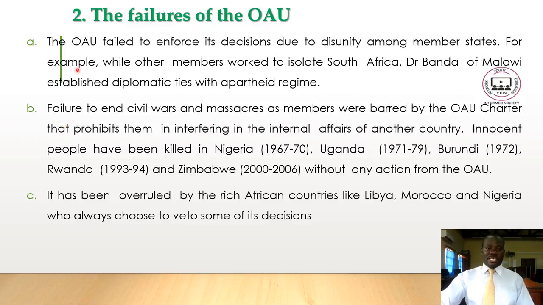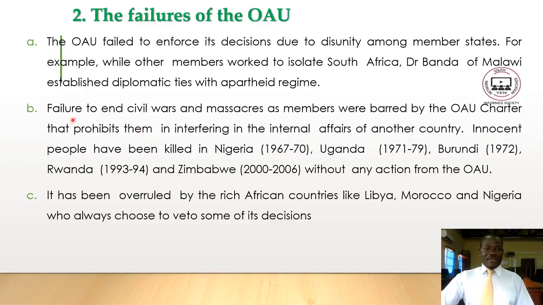What were the failures? The OAU failed to enforce its decision due to disunity among the member states. The example is while other member states worked to isolate South Africa, Dr. Banda of Malawi established diplomatic ties with the apartheid regime. Look at that now. Malawi is mentioned now to contribute to the failures of the OAU. But this time around, we need the OAU to assist us in solving our problems with Tanzania. Look at that. Dr. Banda did that. He established relations with South Africa.